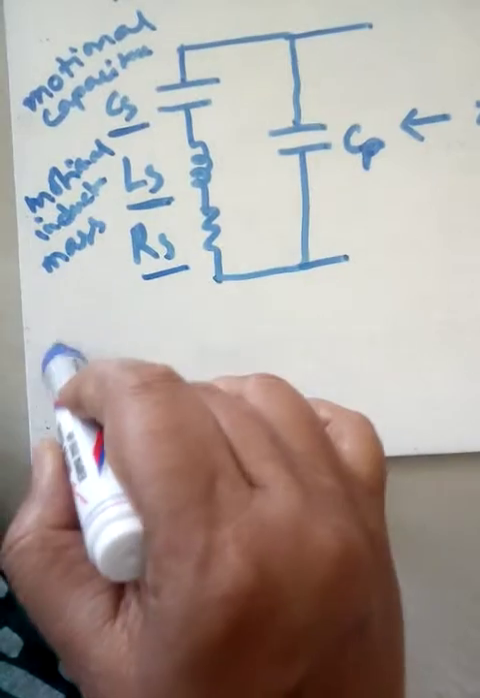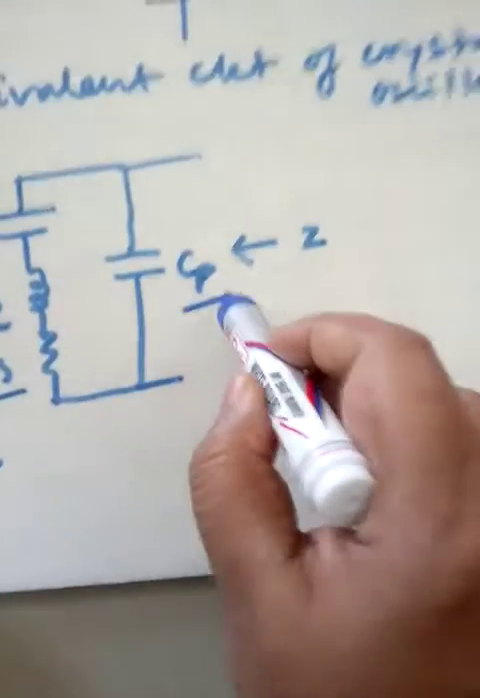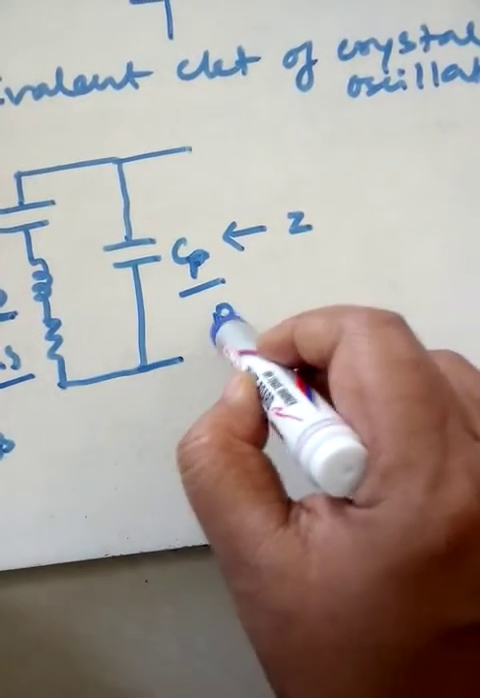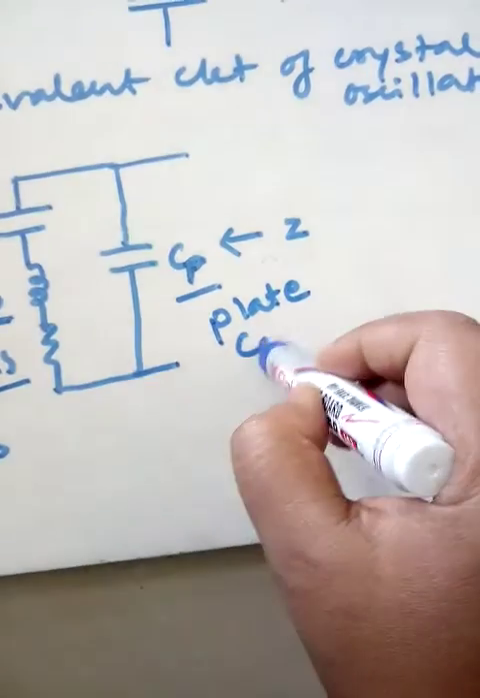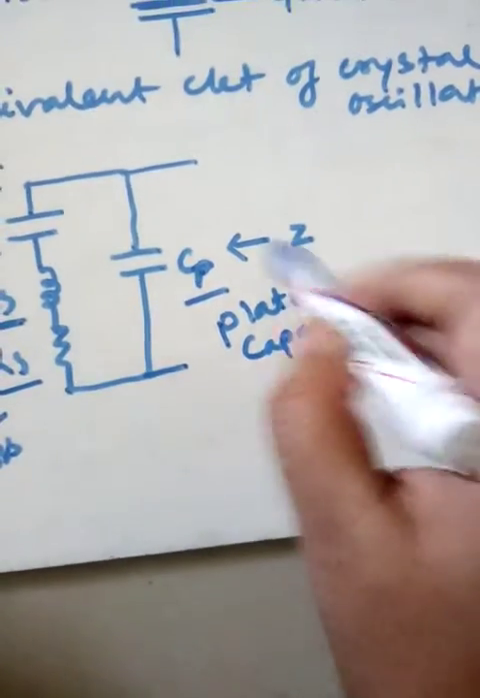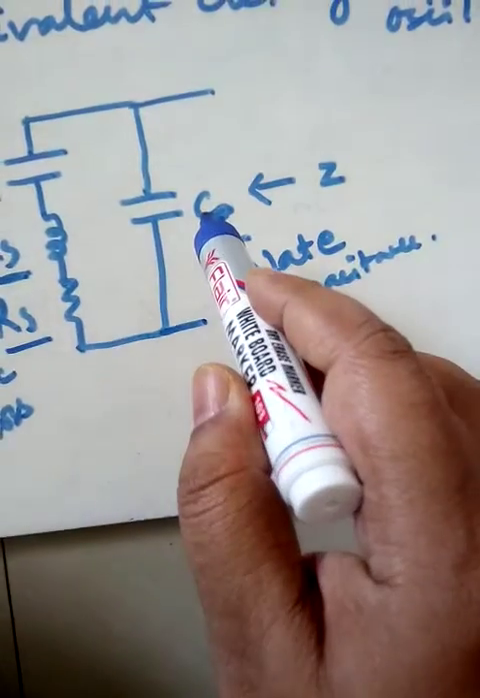Rs accounts for the ohmic losses. Cp is the electrode plate capacitance, which is used for electrical contacts. So the capacitance provided by that is Cp.